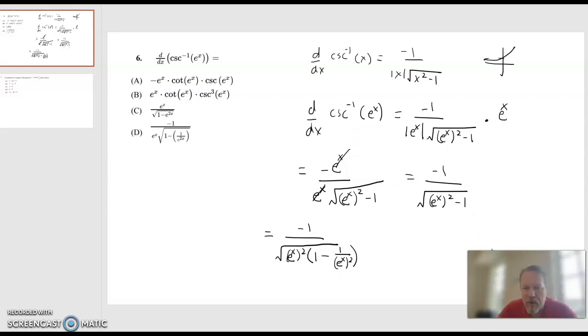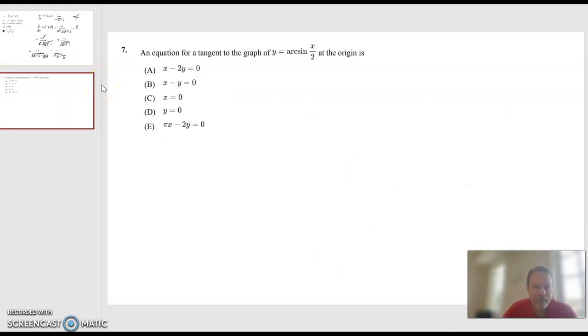Square roots are distributed through factors, so I have a -1 on the top still. Square root of e to the x squared is e to the x. And underneath the radical, I still have 1 minus 1 over e to the x squared, which is the same as e to the 2x. Power to a power you multiply. And that is choice D. Very difficult manipulation, but choice D.